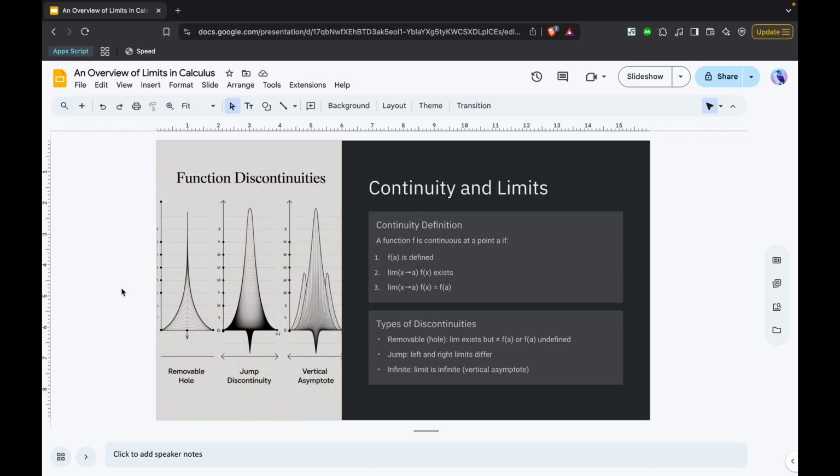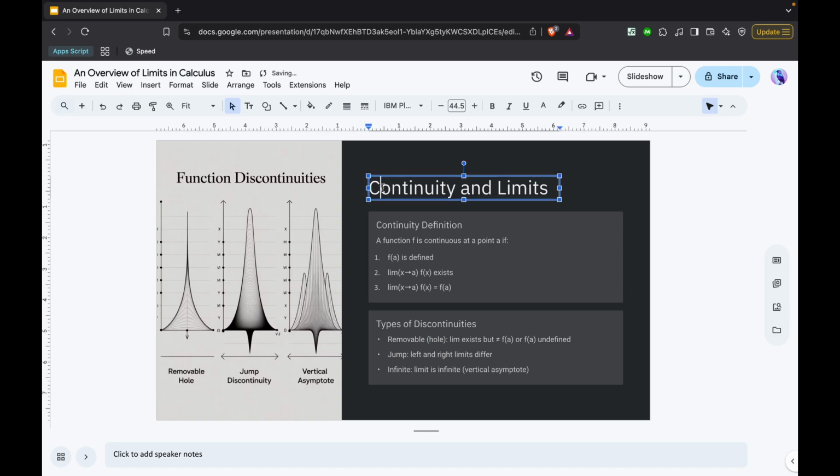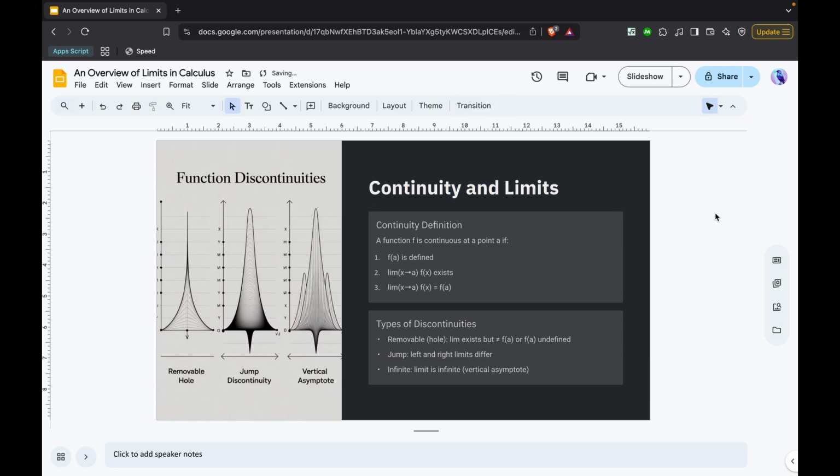Continuity and limits is another very important topic, especially this topic of continuity, and sometimes calculus books dedicate entire chapters or two just about continuity instead of a short summary of it. Now, there are 3 rules to make sure that a function is continuous.